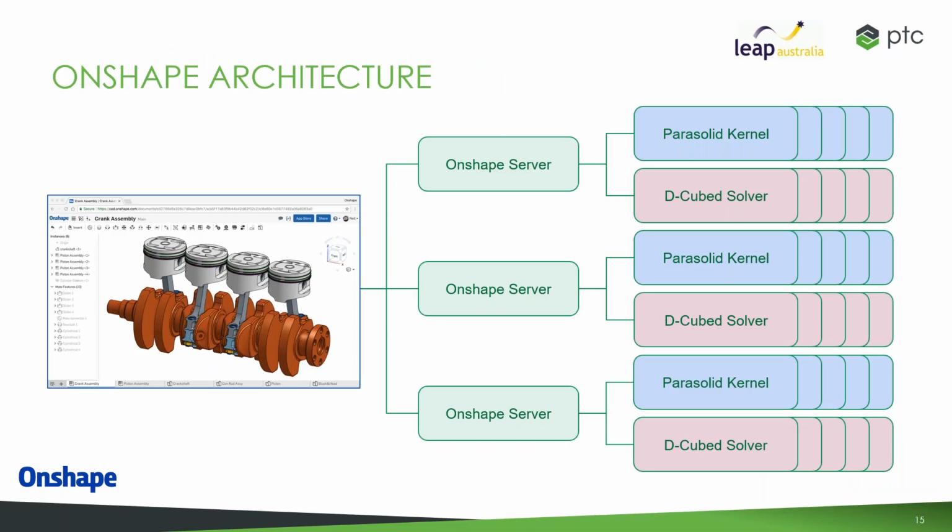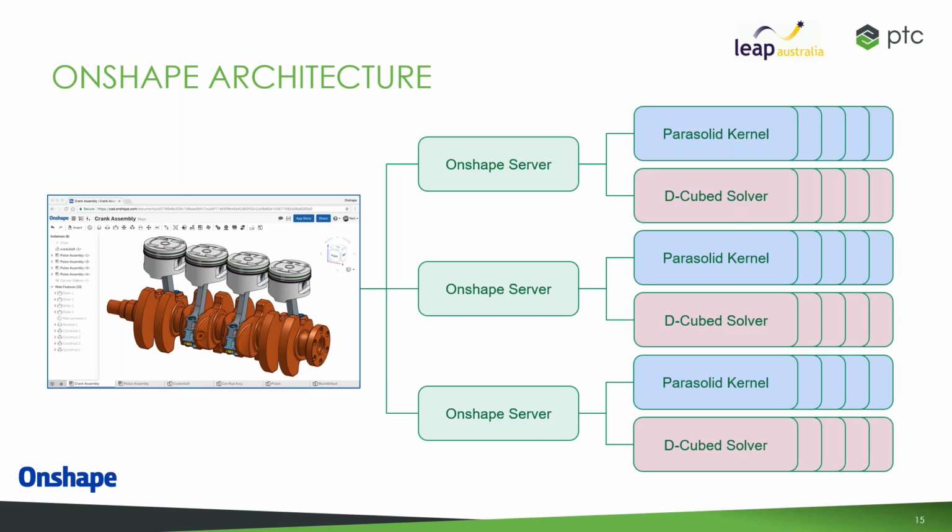Onshape runs in a browser and the software is in the cloud. The only things that run in your browser are JavaScript for the user interface and WebGL for graphics, and that's it. The actual processing of CAD geometry is all done on the Onshape server. Each document, like a part, assembly, or drawing, runs in parallel on the Onshape server, and these parallel activities are available only from the cloud.